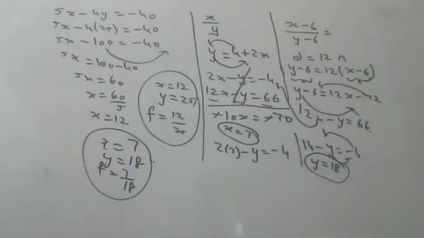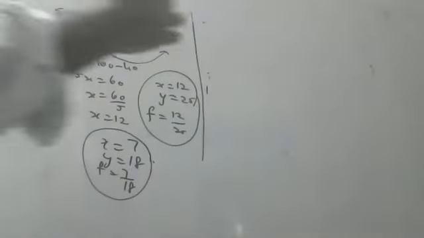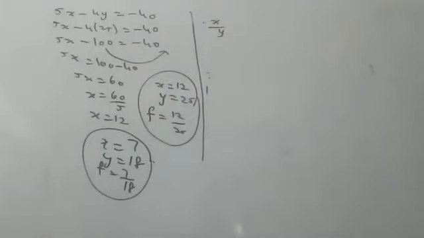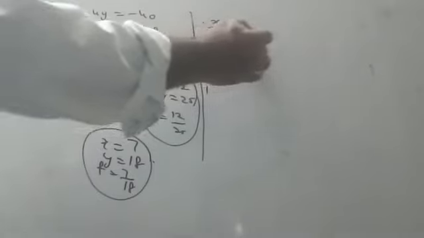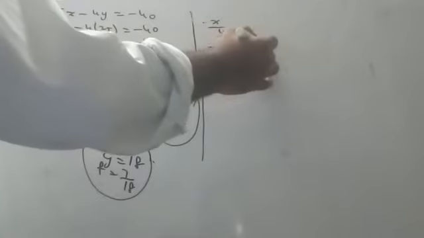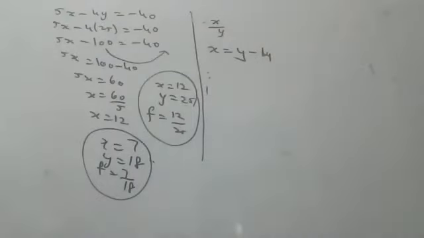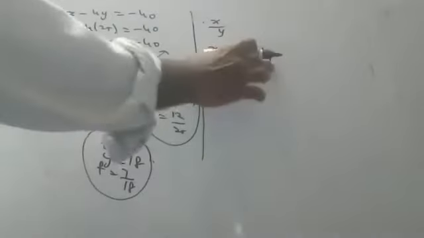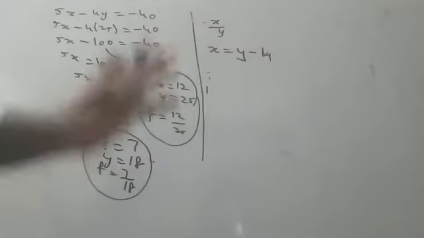Last sum, children. Who will do this sum? Sir, can I say? Yeah, please. The numerator of the fraction is 4 less than the denominator. That means numerator is equal to y minus 4. Very good. x is equal to y minus 4. The numerator is 4 less than the denominator. Don't write 4 minus y, children. y minus 4 you should write.